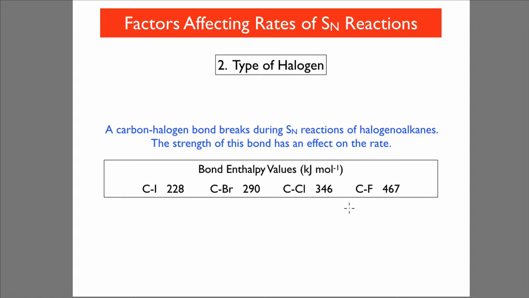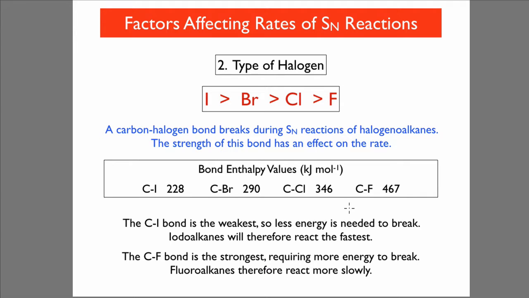The type of halogen also affects the rate. Iodine being the fastest, fluorine being the slowest. A carbon halogen bond breaks during the nucleophilic substitution reactions of halogenoalkanes. The strength of this bond has an effect on the rate. The weaker the bond, and for example the carbon iodine bond is the weakest, the less energy is needed to break it, therefore it'll react the fastest. Conversely, the carbon fluorine bond is the strongest, requires more energy to break, so fluoroalkanes react more slowly.